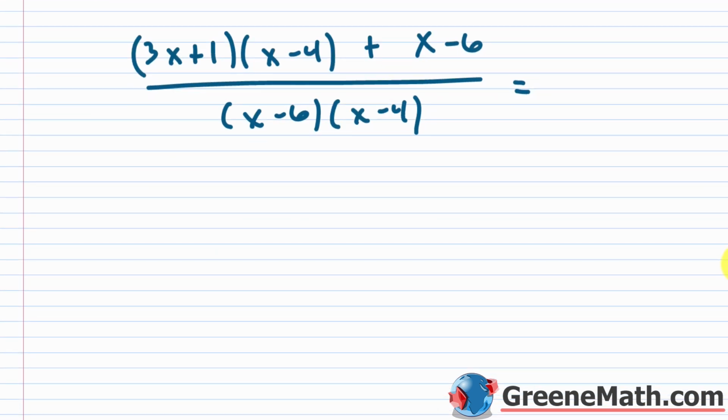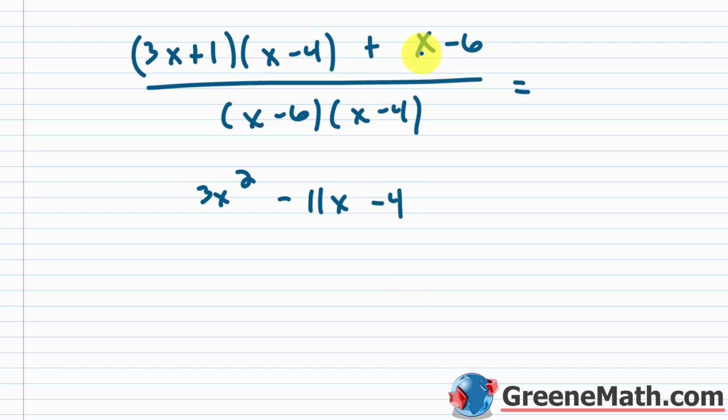Okay, let's come down here. 3x times x is 3x squared. Then we would get 3x times negative 4. That would be minus 12x. And then 1 times x is plus x. You can simplify that now. That would be minus 11x. Let's go ahead and do that. So minus 11x. And then 1 times negative 4 is minus 4. So then you have plus x and minus 6.